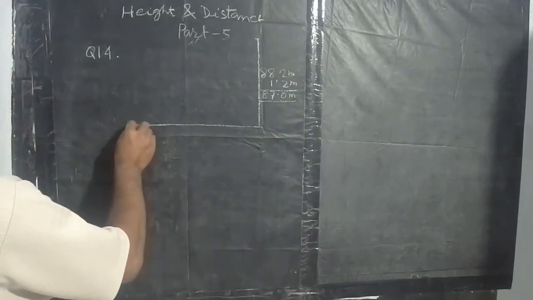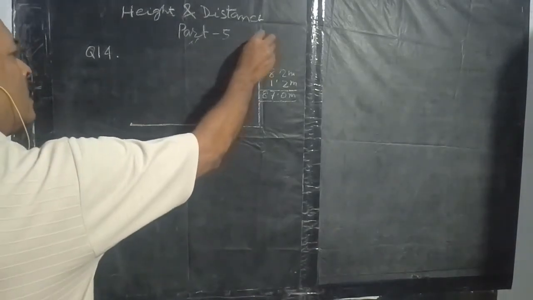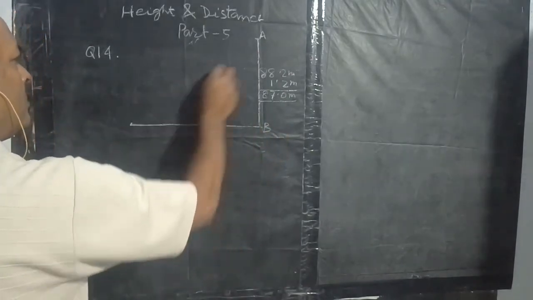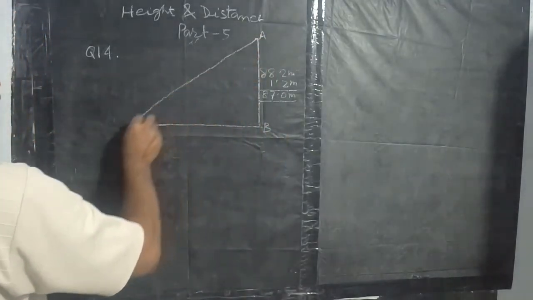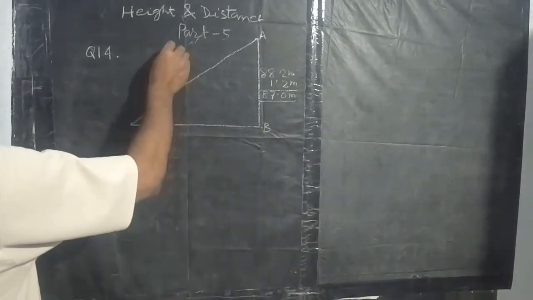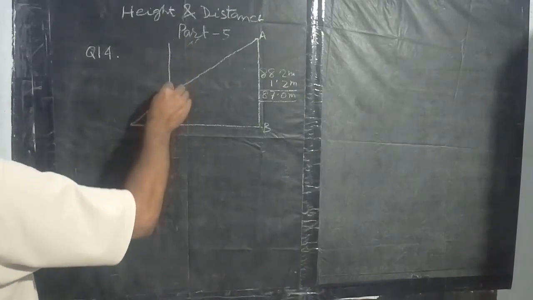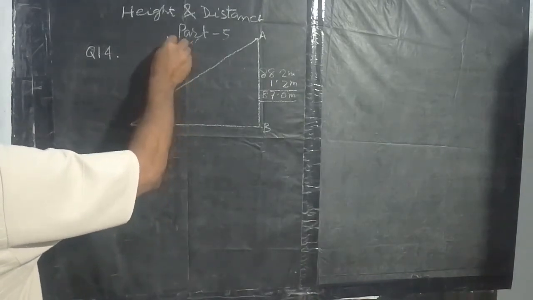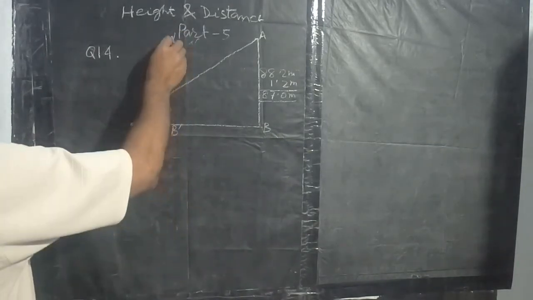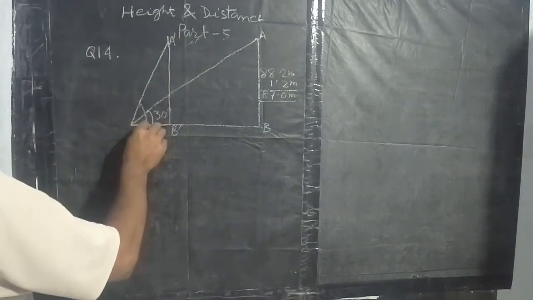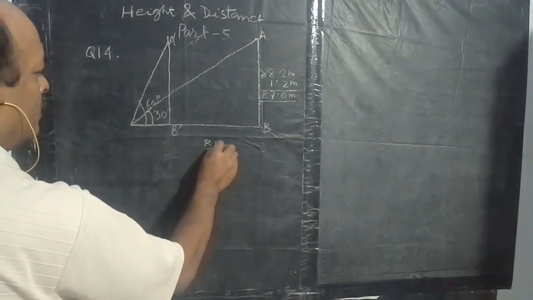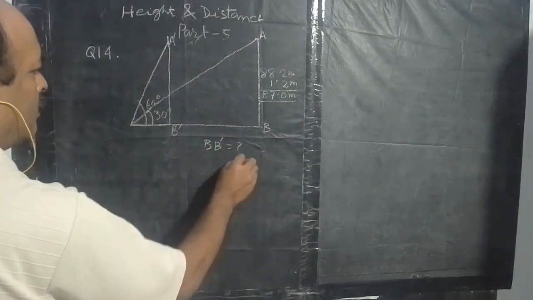Now, when the girl is standing here and the balloon was at this position, suppose position AB, at that time the angle of elevation was 30 degree. And when the balloon comes closer to the girl, and the new position is A dash B dash, at that time the angle of elevation becomes 60 degree. Now we have to find the distance between B and B dash.